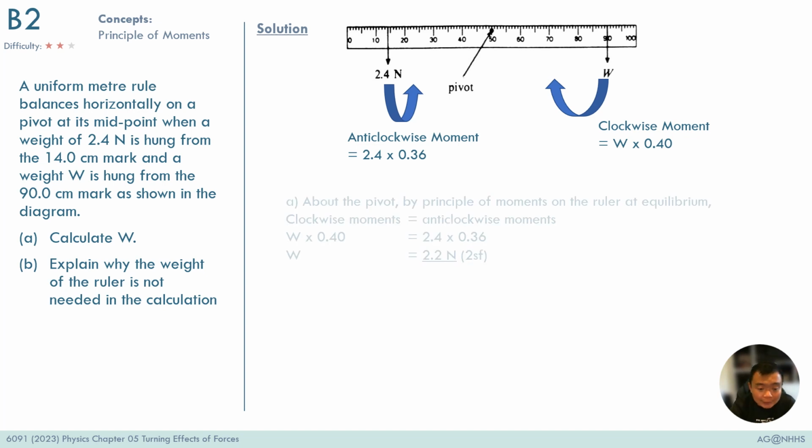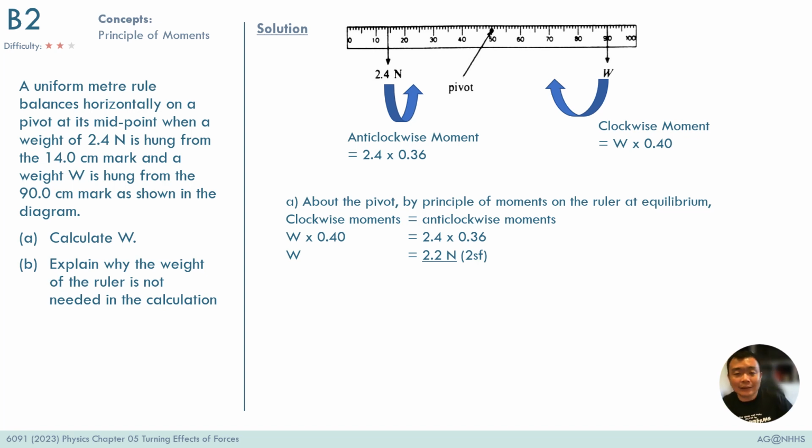What remains to be done in part A is to again put everything into a principle of moments equation. Remember to write the statement like what I've done, and with that you can determine W to be 2.2 newtons. In part B, even when the ruler has a weight, let's say the ruler is pretty heavy, we don't actually use it in our equation in part A, and you have to explain why.